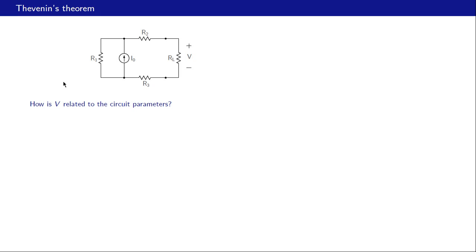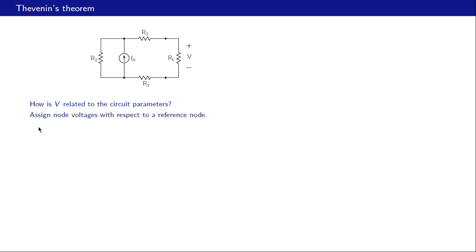Thevenin's theorem is a very useful and important theorem, and particularly in electronic circuits, we will find it very useful. But before we look at the statement of Thevenin's theorem, let us see briefly where it comes from, and we will do that with the help of this example. Here is a circuit to which we have connected a load resistor RL, and we are interested in this voltage V across RL. In particular, we want to ask this question: how is V related to the circuit parameters?